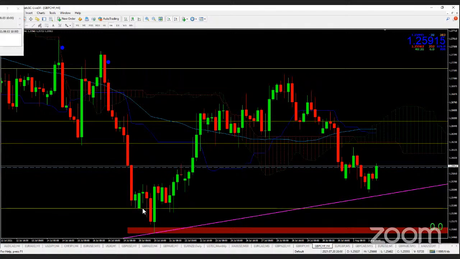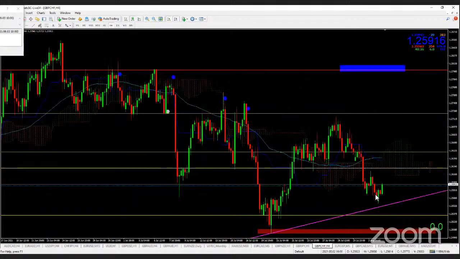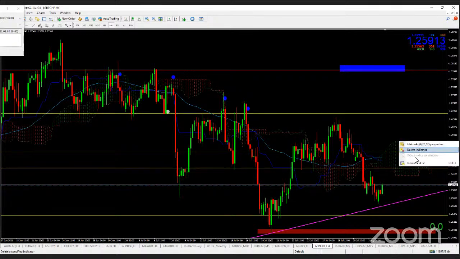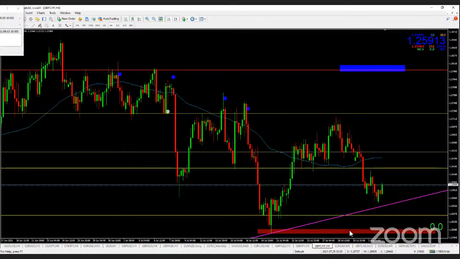Because consider the fact that, yes, this is some kind of support here. If it breaks this, let me take the Ichimoku off so that we have a clearer chart. So if it comes below and breaks here, so if it breaks this trend line and breaks this level of support, then it might be heading down there. So I might decide to come out of the trade once it breaks this trend line, if it breaks it, and not wait for it to break this low level support.